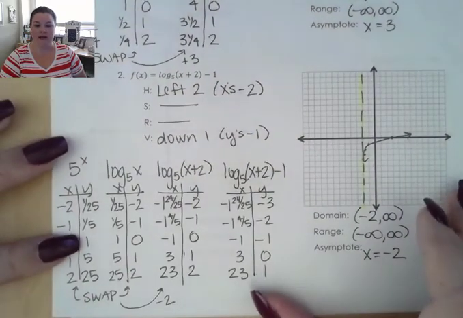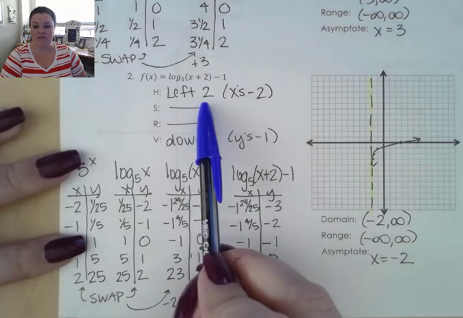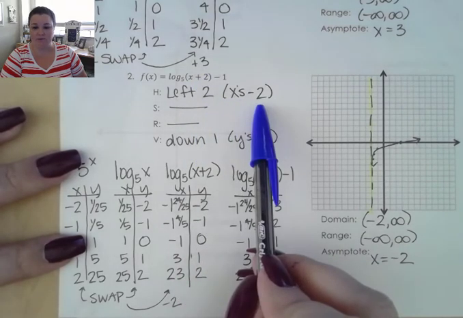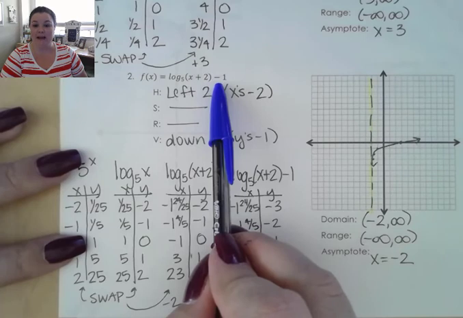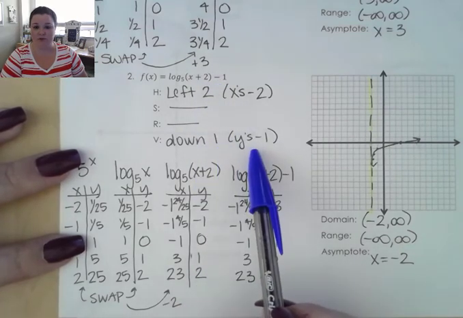All right, let's look at the second one. The second one has 2 shifts, right? We have the plus 2 on the inside, which moves it to the left 2. So we're going to subtract 2 from our x's. And we have the minus 1 outside the function, which is a vertical shift down 1. So we're going to take our y's and subtract 1.